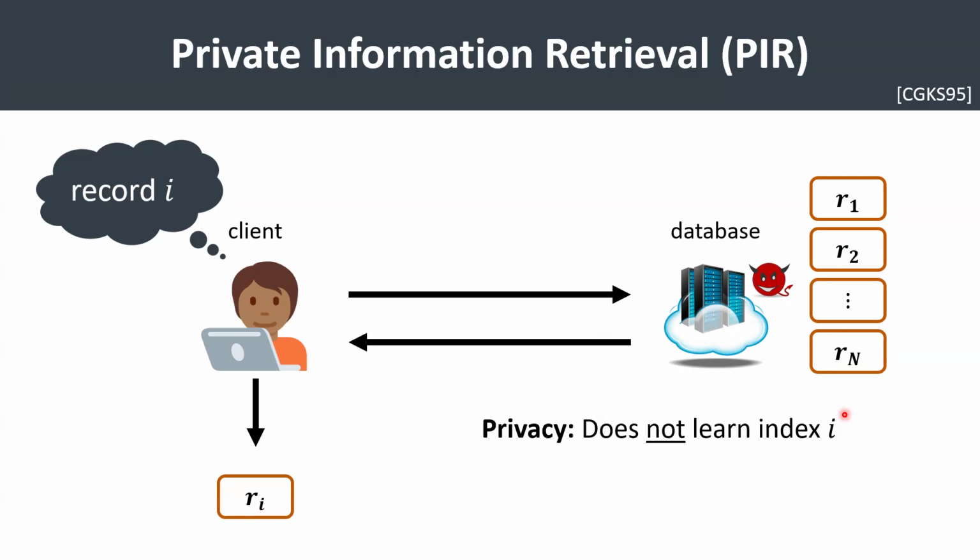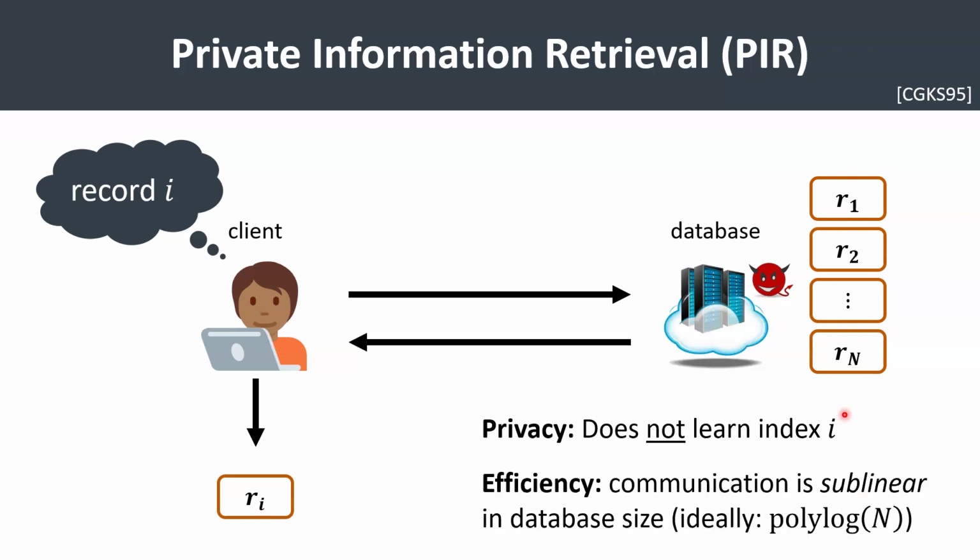I think it's important here to note that we do not require privacy for the database itself. The database contents is usually assumed to be public. The client is trying to privately retrieve a record from this public database. If you want privacy also for the server's data, then there are other protocols like oblivious transfer that ensure that. But that's outside the scope of this particular talk.